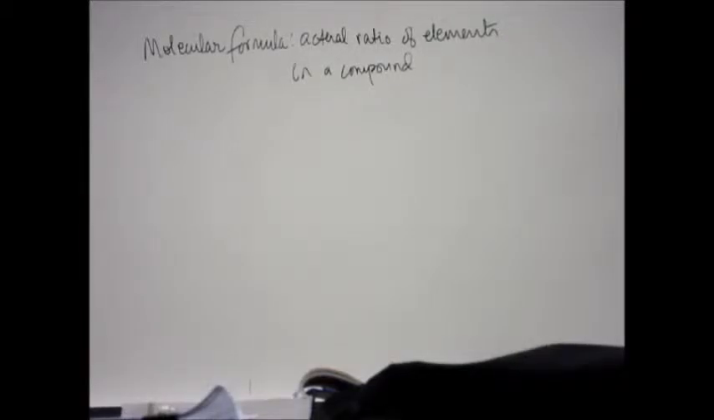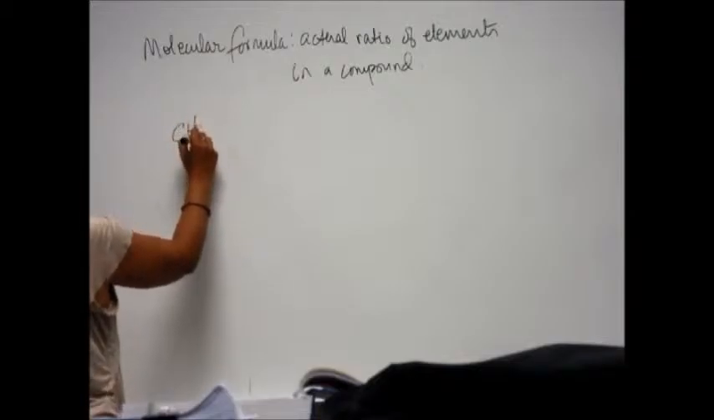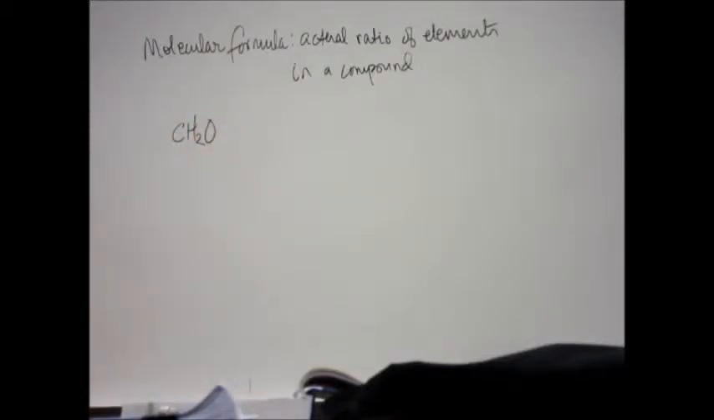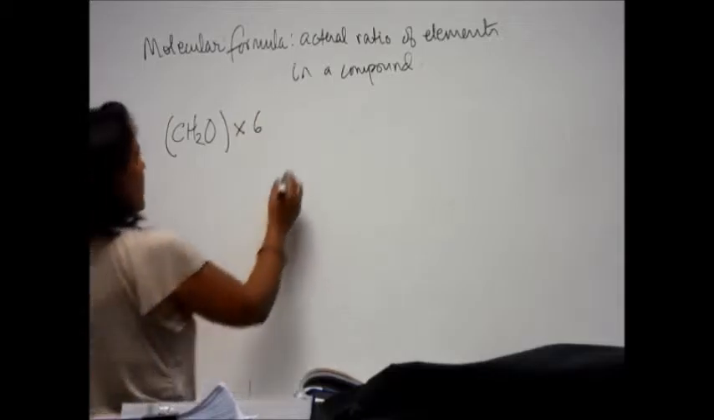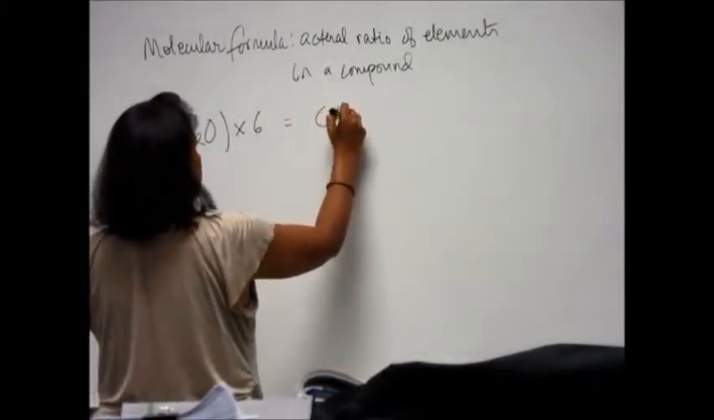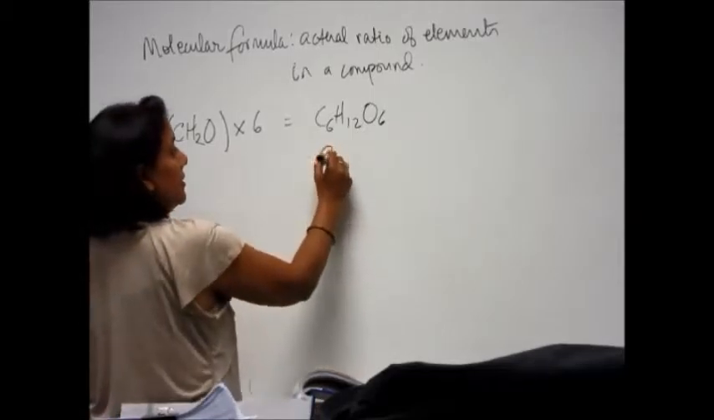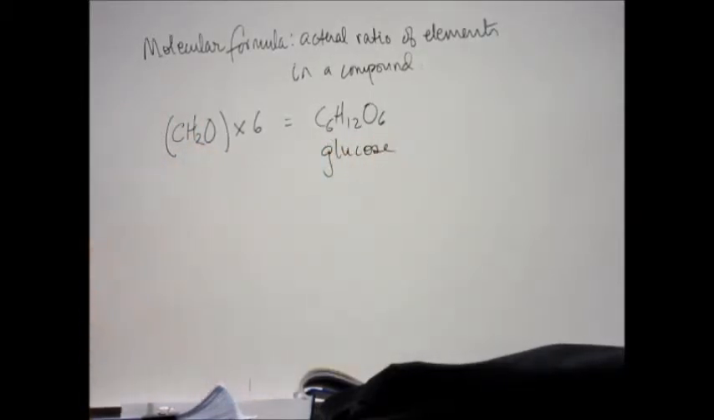Covalent compounds, on the other hand, are a little bit more notorious. So let me give you an example of molecular formula and empirical formula. For example, you can have CH2O. This is an empirical formula. I can take this empirical formula, multiply it by 6, and get C6H12O6, and this is glucose.